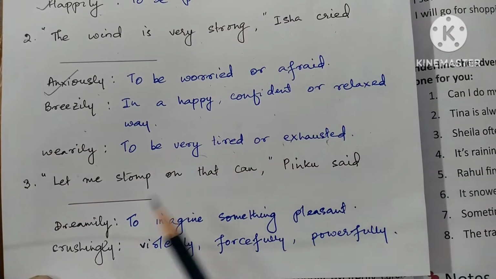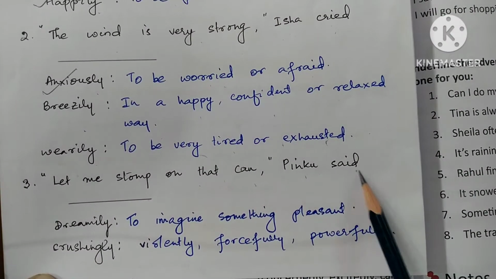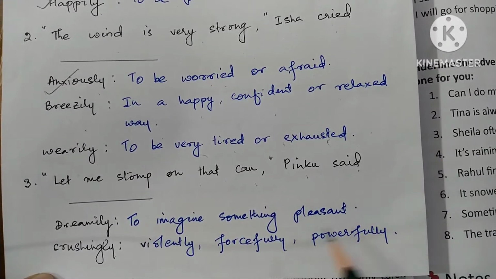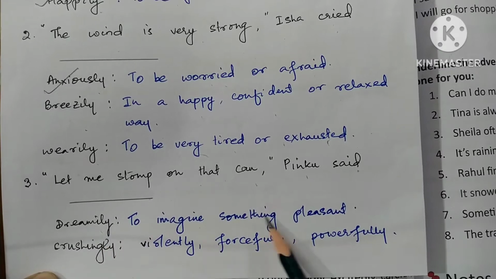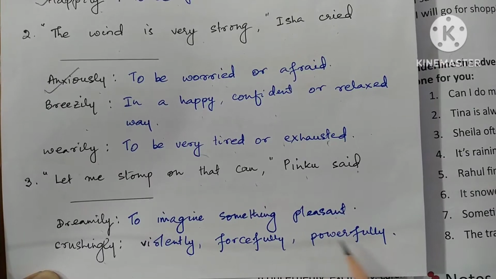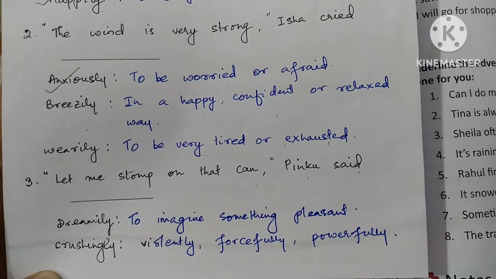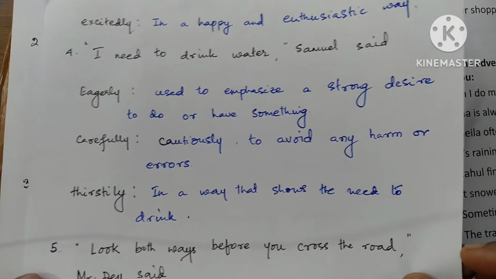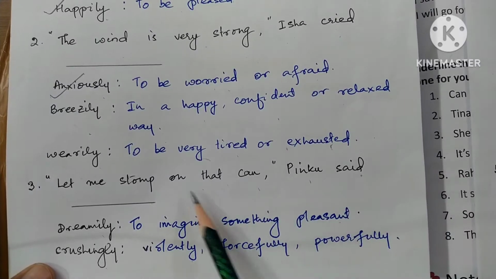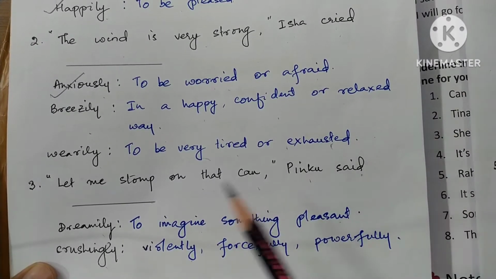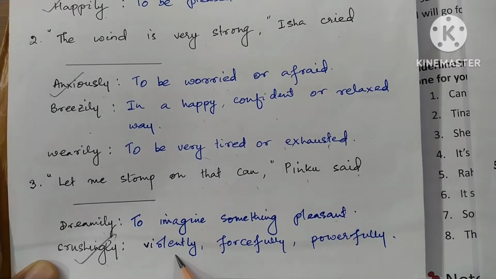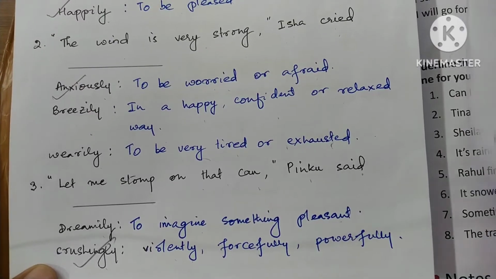Isha cried worriedly or anxiously is the correct answer. Now, let me stomp on that can, Pinku said. Stomp means to apply pressure and crush something. So what are the options? Dreamily, to imagine something pleasant. Crushingly means violently or forcefully or powerfully. And what is the other one? It is excitedly, in a happy and enthusiastic way. So will Pinku stomp on that can excitedly? No. Pinku will stomp on that can crushingly. That means violently or forcefully or powerfully.